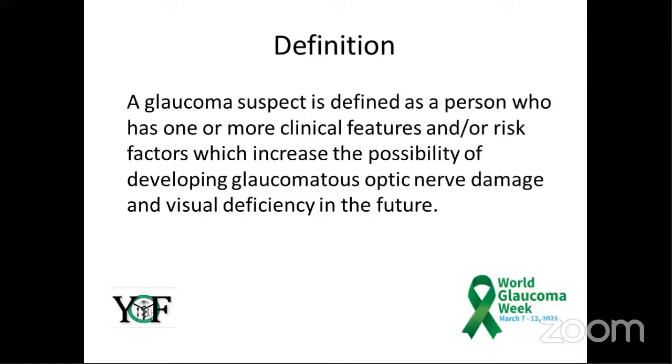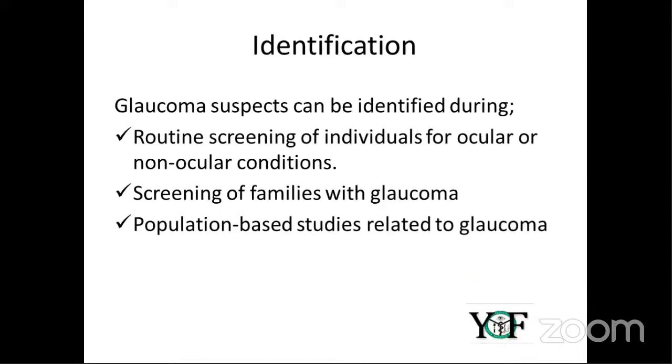So who is a glaucoma suspect? We define it as a person who has one or more clinical features and/or risk factors which increase the possibility of developing glaucomatous optic nerve damage and visual deficiency in the future. So how do we identify this individual?